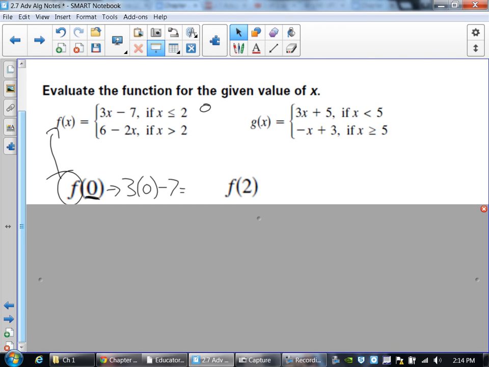Now, which one do you use, the top or the bottom? The top equation again. I use the top equation because 2, last time I checked, is less than or equal to 2. So you get 3 times 2 minus 7, which is negative 1. So that element in the domain, 2, generates the value of the range, negative 1. And that's all it is.